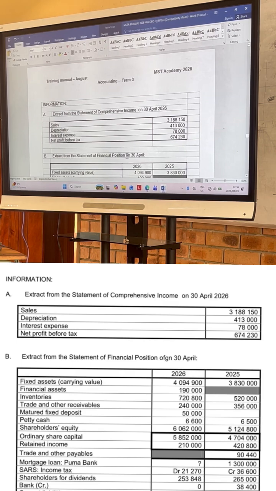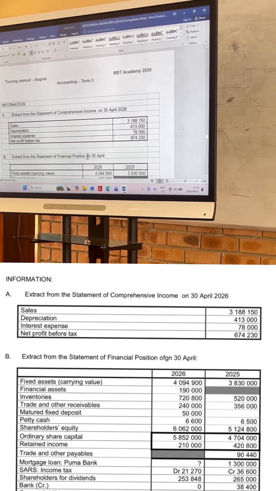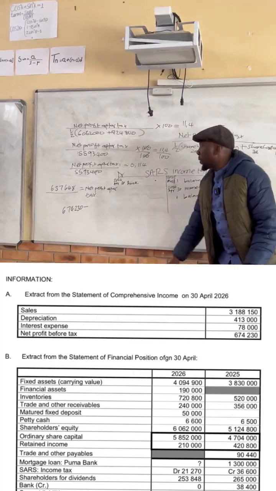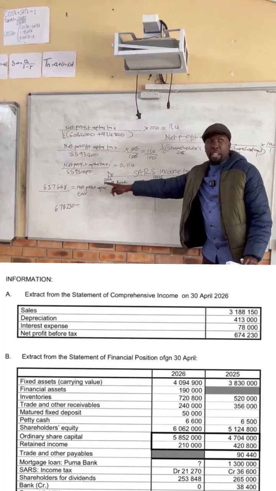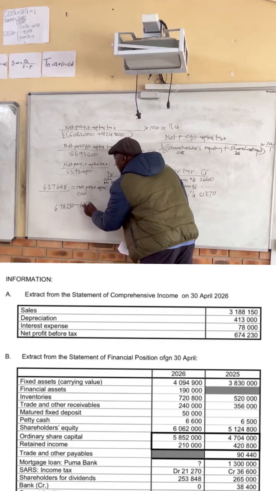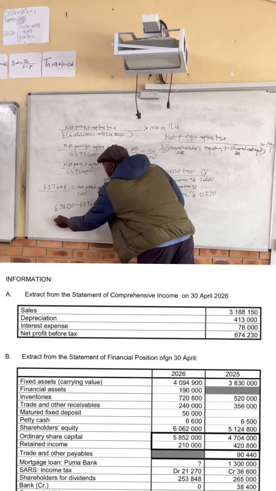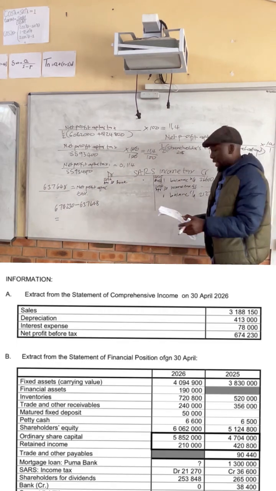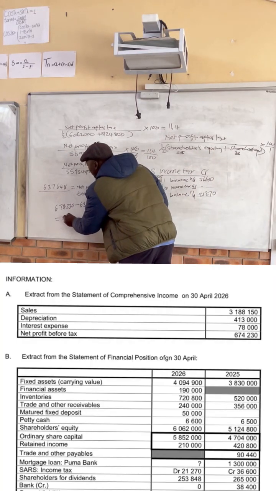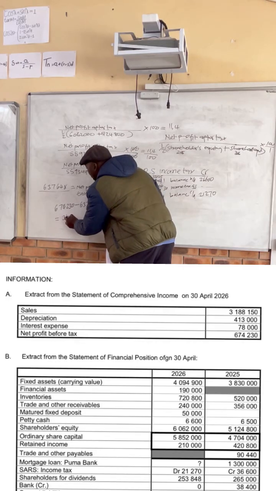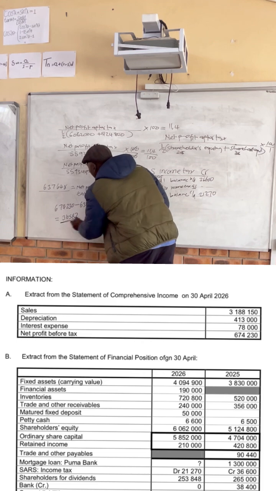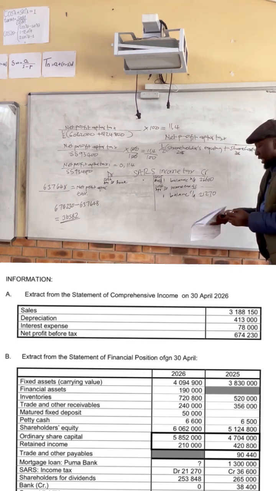674,230. And then we are looking for our income tax. Then we are going to say 674,230 minus your net profit after tax, which is 637,648. Then you get income tax, which is 36,582. Okay, this is our income tax.